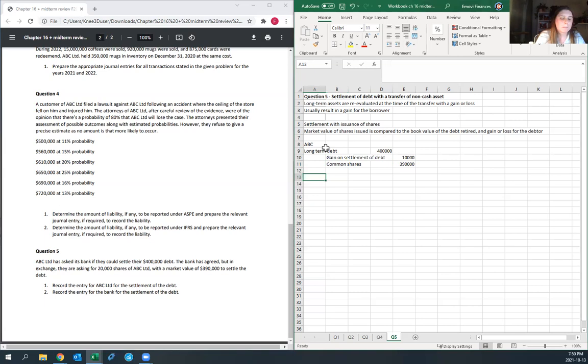For the bank, they're going to gain an investment with the shares of $390,000. They have the loss on settlement of $10,000. And their debt receivable is credited for $400,000. And that's it. That's all the problems I have for today.